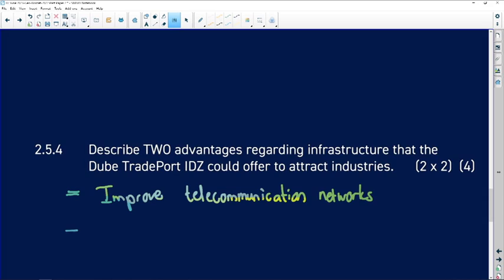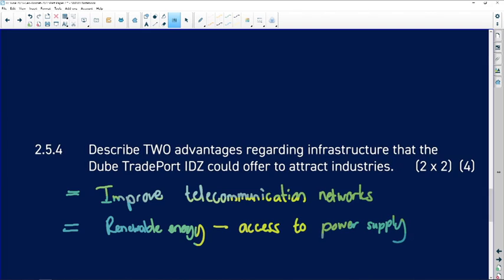And definitely what will attract investors is the renewable energy. I mean, there's access to power supply, so load shedding is not going to be a problem. And obviously because it's close to the ocean, and if we look at Durban, right, we know we experience high summer rainfall, so water is always going to be accessible.